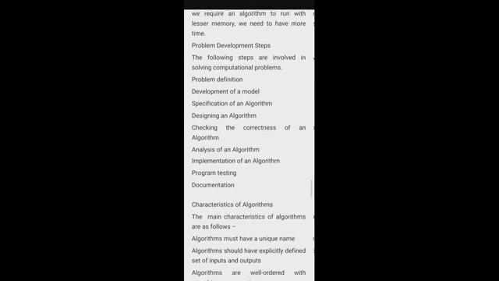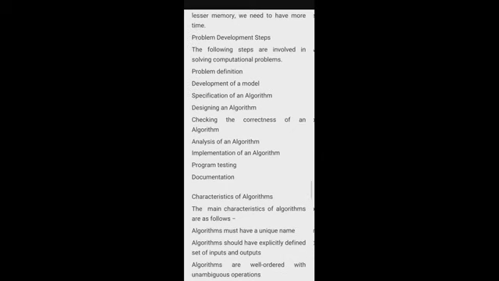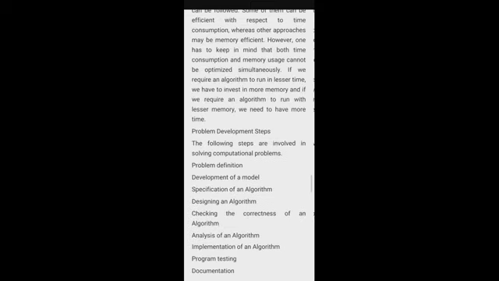Then documentation. All along the way, all these things which you've put in place, there needs to be documentation for them. This is what is being called how an algorithm is designed. Please, we should take note of this. This is how an algorithm is designed.